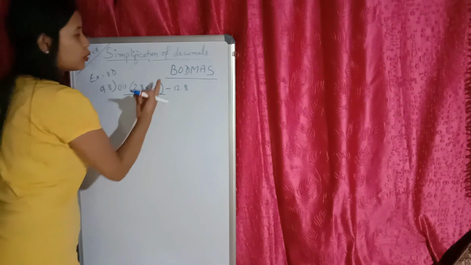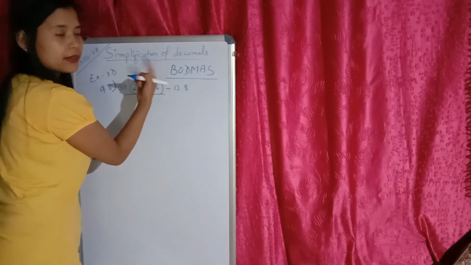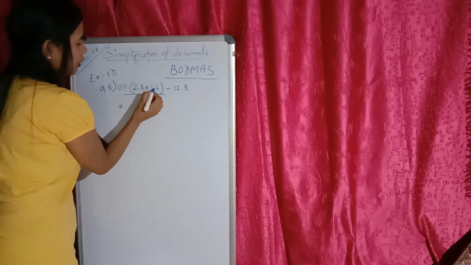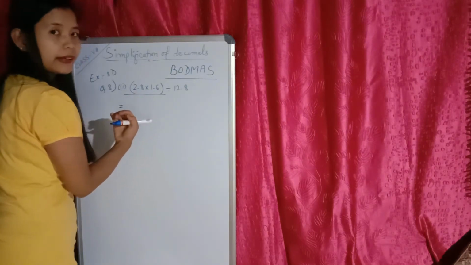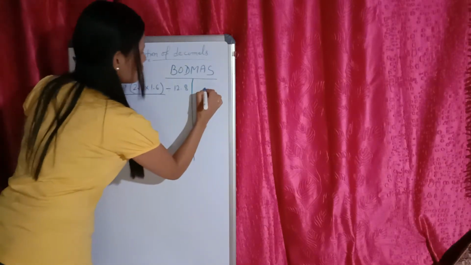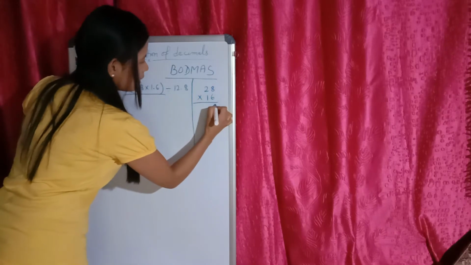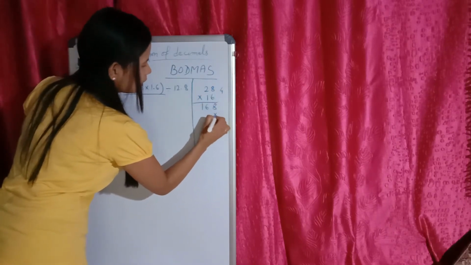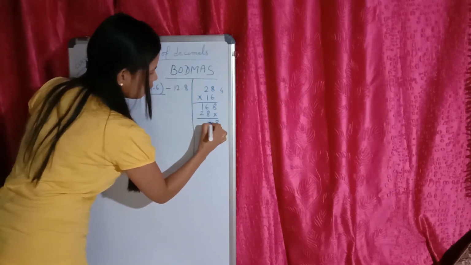According to the BODMAS rule, we will first solve the terms that are inside the bracket. In the bracket, we have multiplication of these two numbers. We have already learned how to multiply decimals, so let us do this multiplication. 6 times 8 is 48, carry 4. 6 times 2 is 12 plus 4, 16. 1 is 8, 1 is 2. So this is 8, 4, 4.